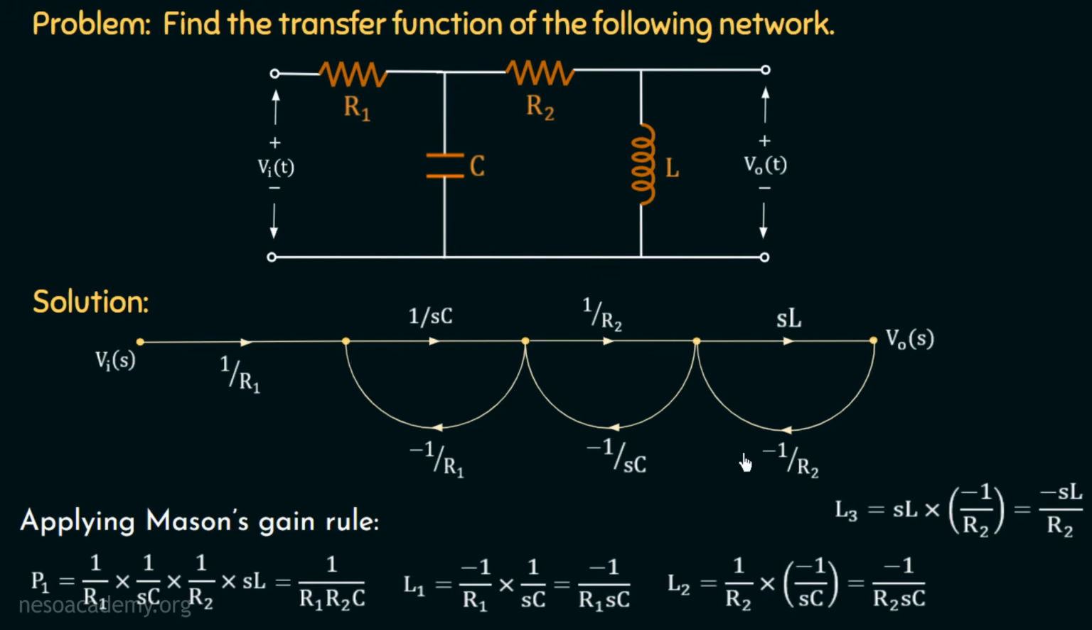Moreover, we can see that this loop L1 and this loop L3 are non-touching loops. So we have a pair of non-touching loops present in this signal flow graph. In this way, we are now done with the calculation of forward path gain and the loop gains. We will now move on to the calculation of determinant of SFG.